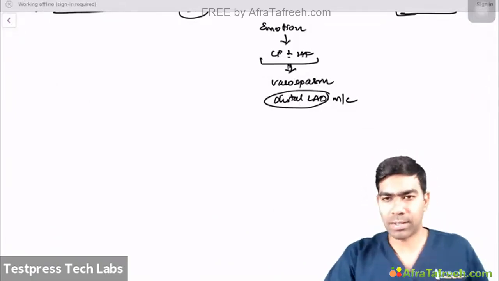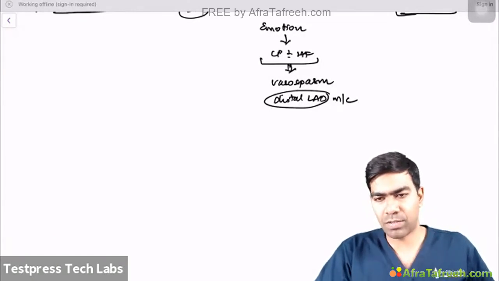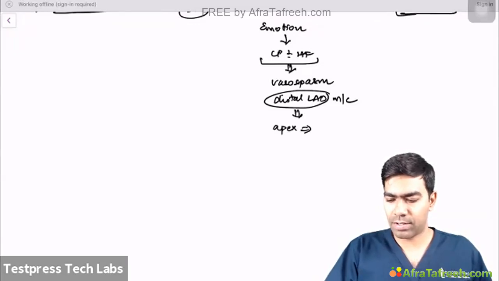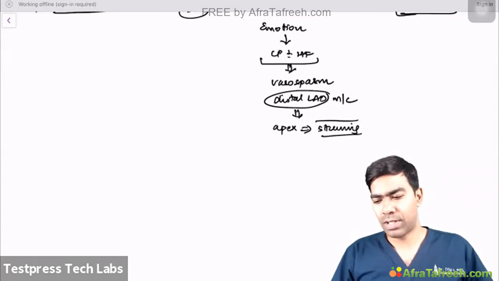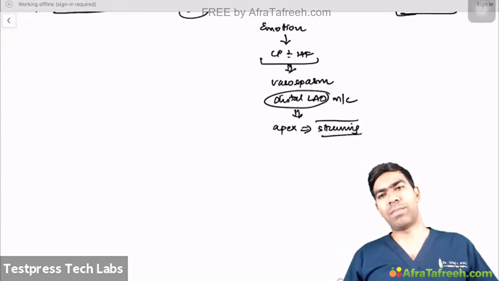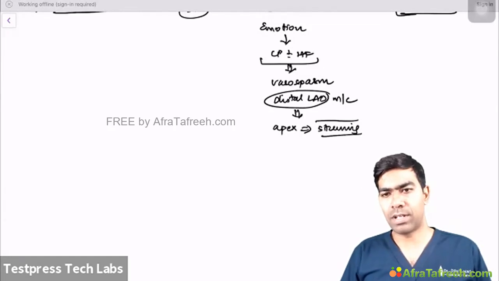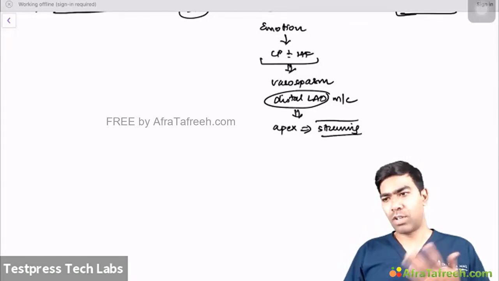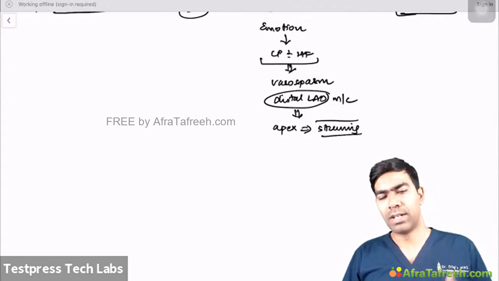Of course, LAD is supplying the left ventricle. So which area of the left ventricle is supplied by distal LAD? Apex, of course. So the apex will go for stunning. I'll tell you what I mean by myocardial stunning. The apex will go for stunning. Suddenly, it's like a blow. For example, if somebody hits hard on your head, what will happen? You'll fall down and you will be unconscious, knocked out for a variable period of time. It can kill you also, but you'll be unconscious for a variable period of time. Till that time, you don't know what's happening, but still you will be breathing, you'll be alive.